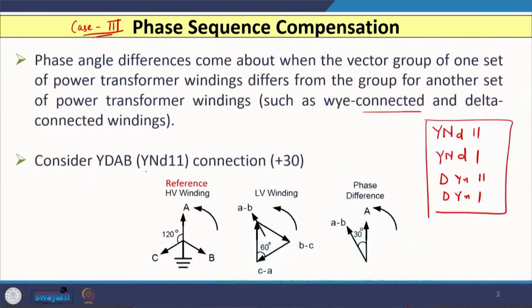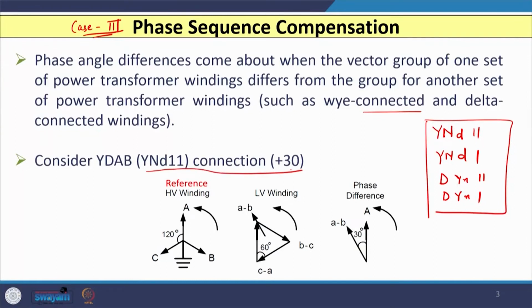So, to see how we can remove the phase shift or do phase compensation in digital relay, let us consider one transformer winding connection or vector group. Let us say it is the star grounded delta 11 connection. Here you can see that when we consider the star connection with the neutral of that star grounded, the phasors we have are displaced 120 degrees from each other.